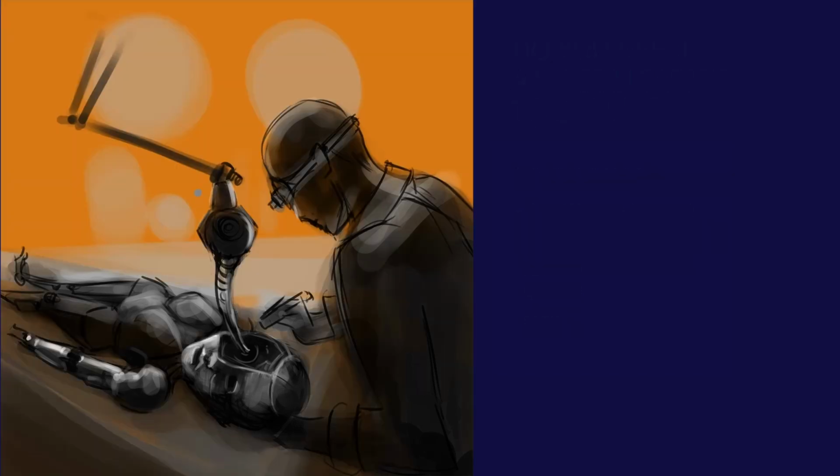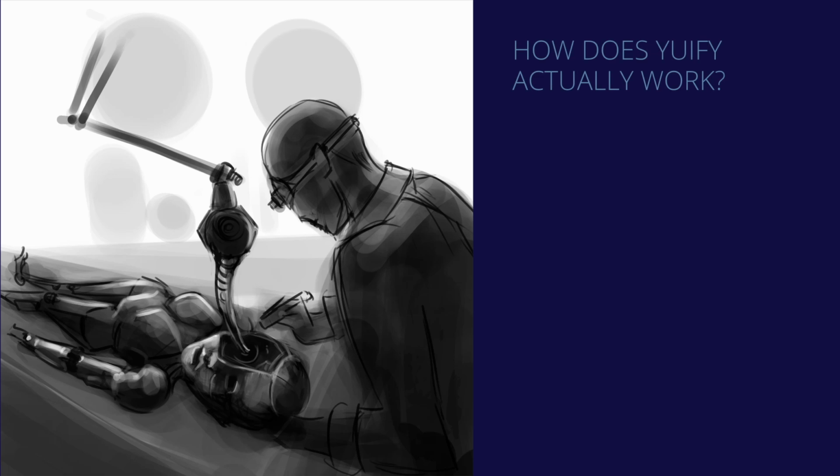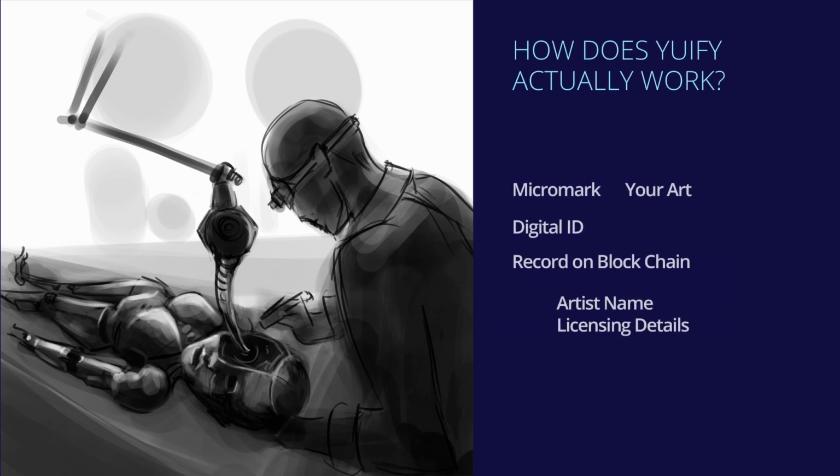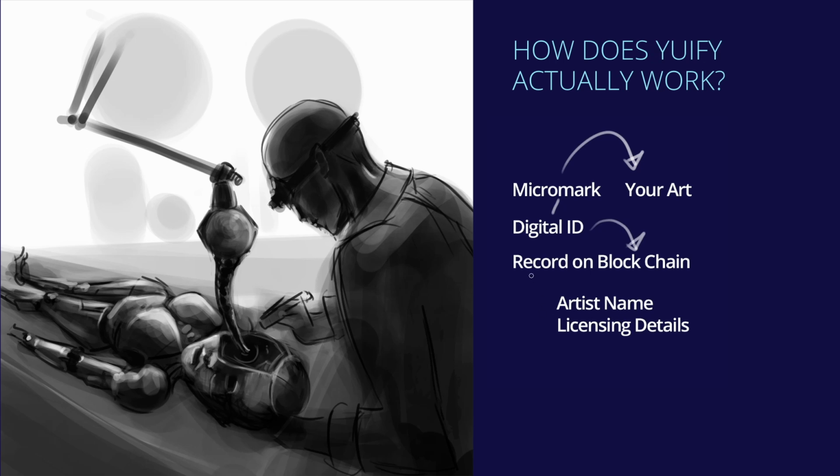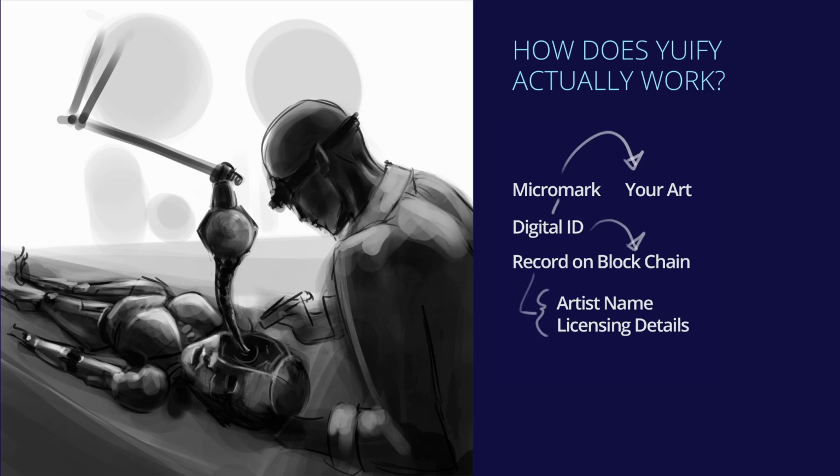The next question is, how does it work? So in a nutshell, Yuify adds what is called a micro mark to key areas of your artwork, and this mark contains a scannable digital ID. This digital ID is linked to a record that is stored on the blockchain. The record contains the artist's name and the licensing terms that they've set up for that particular artwork.